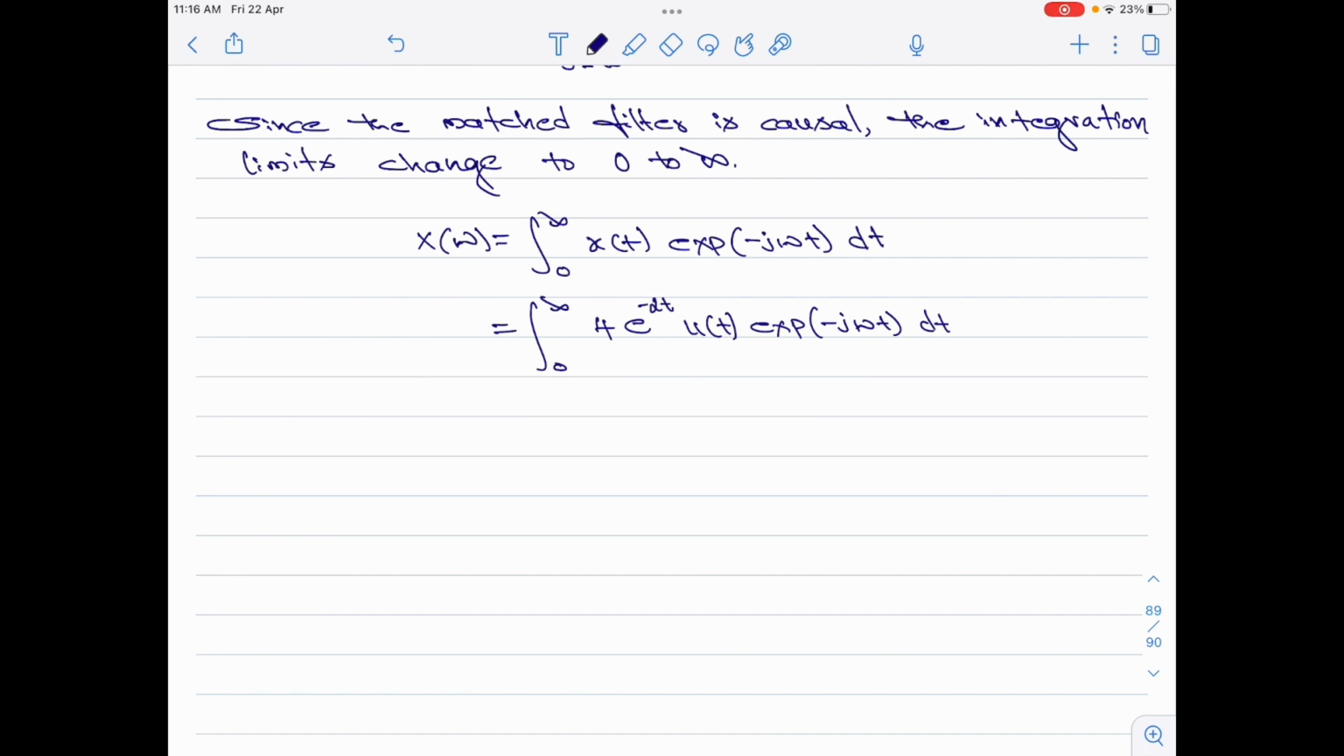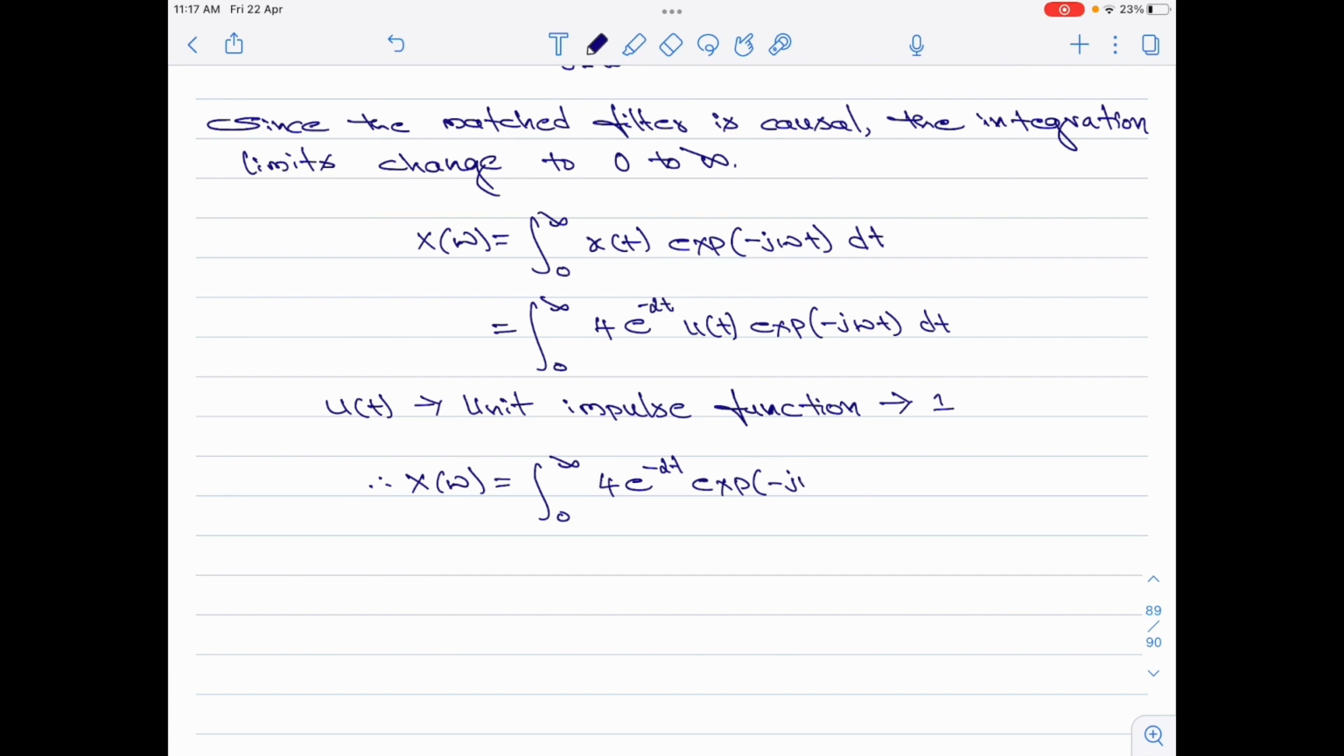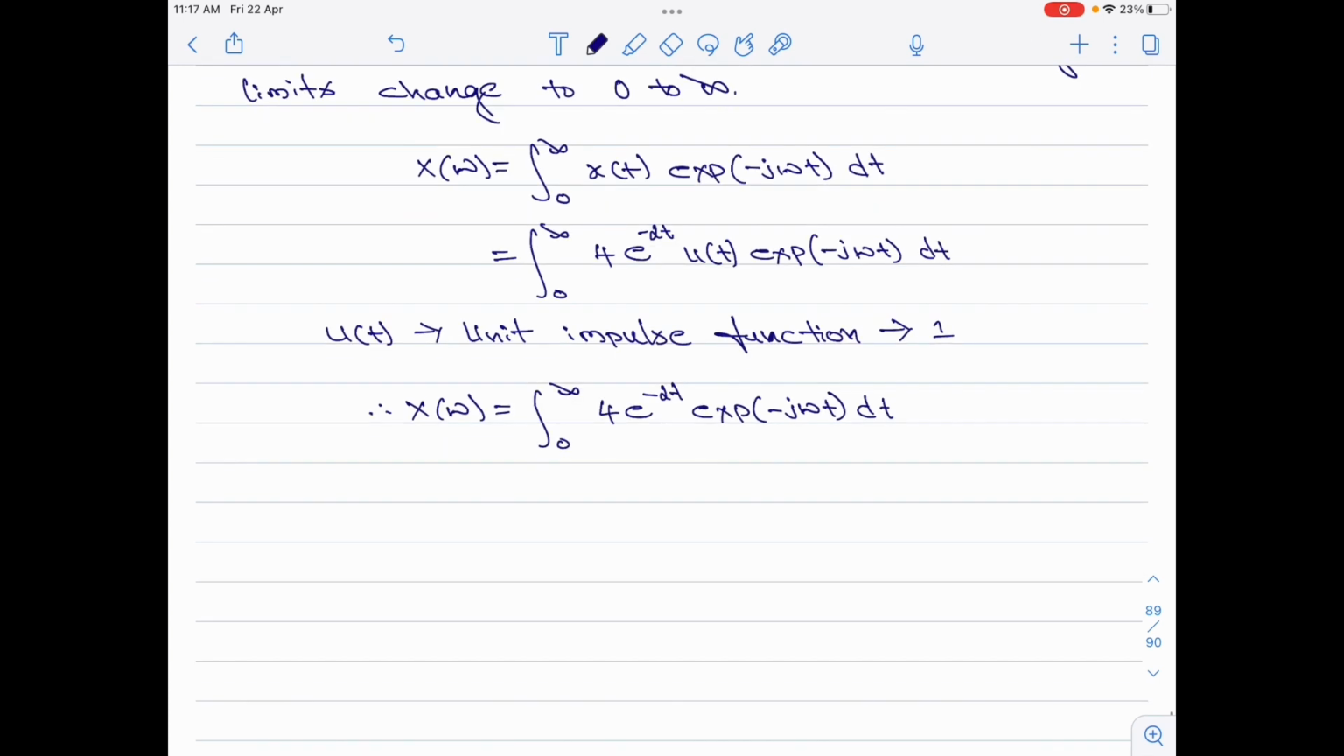Here, we note that u of t is a unit step function of value 1. Therefore, x of omega becomes integral 0 to infinity 4 e to the power of minus 2t into exponential of minus j omega t dt. Please note, this is also an exponential function and this is also an exponential function, and e to the power of a multiplied by e to the power of b can be written as e to the power of a plus b. So, this reduces to integral 0 to infinity 4 into exponential of minus 2t minus j omega t dt.